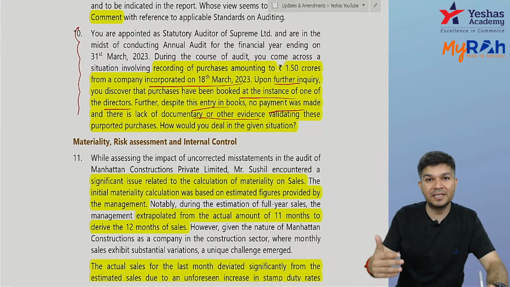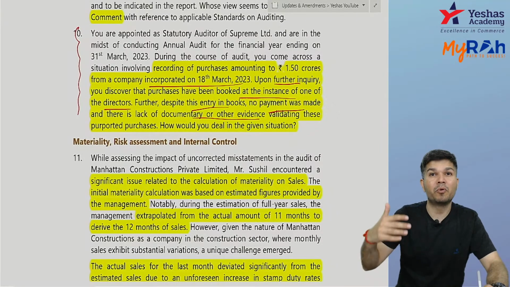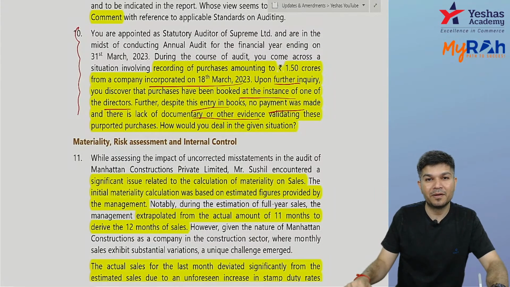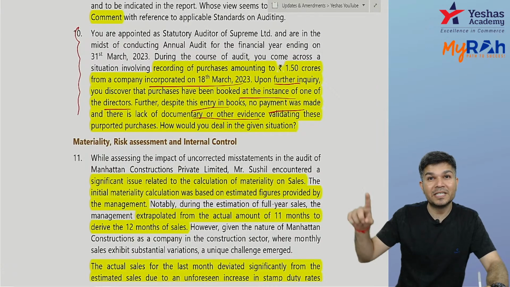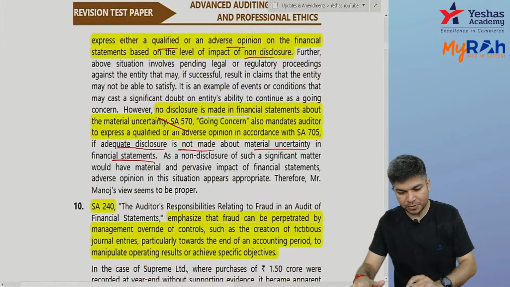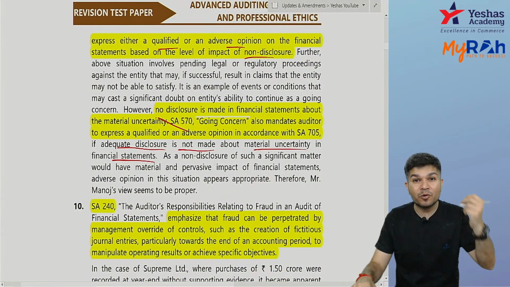Auditor has to basically check it. If you are not able to find it, you are required to give a modified report. Plus, fraud of more than 1 crore. So section 143(12) plus CARO clause number 11 is also on fraud. Okay, let's see the solution: SA 240, section 143(12), CARO clause number 11.